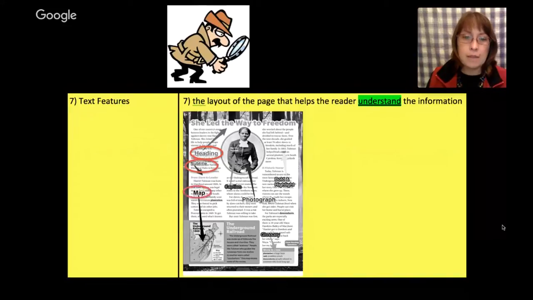Next, we have maps. These tell us where and when things happened. You have your caption, which adds information, explains what the picture is or what the map is. You got your photographs. These just add visuals, give you an idea who or what they're talking about.